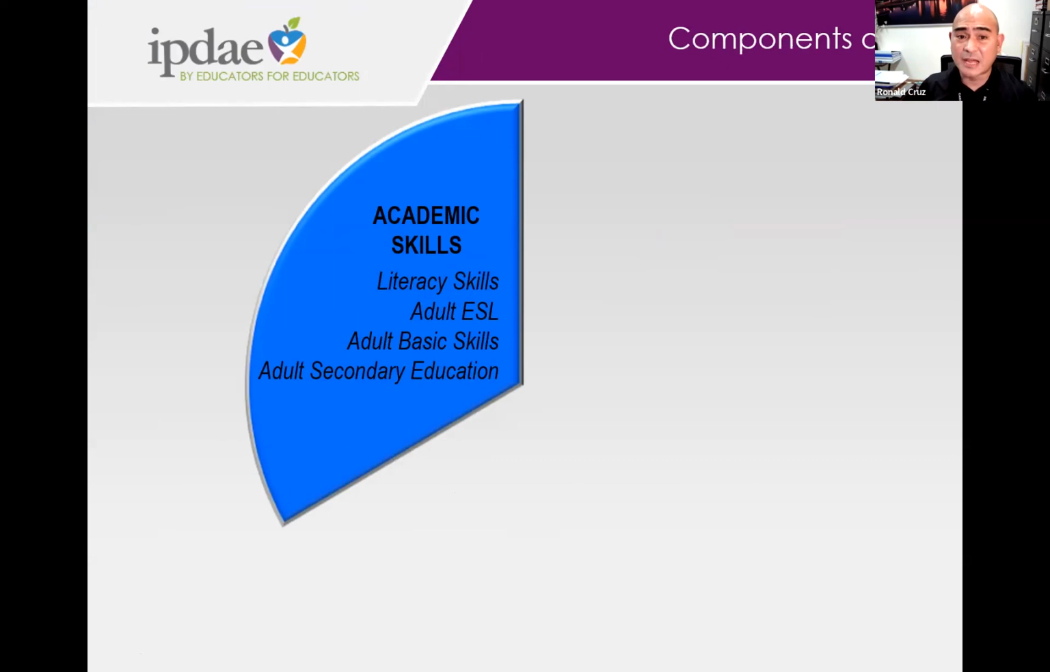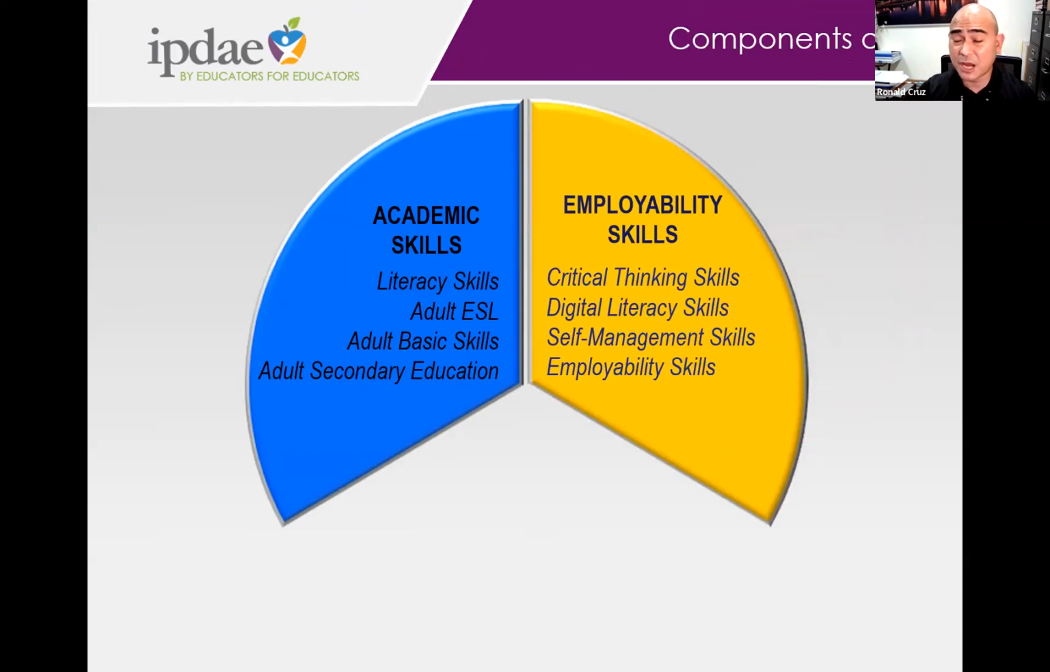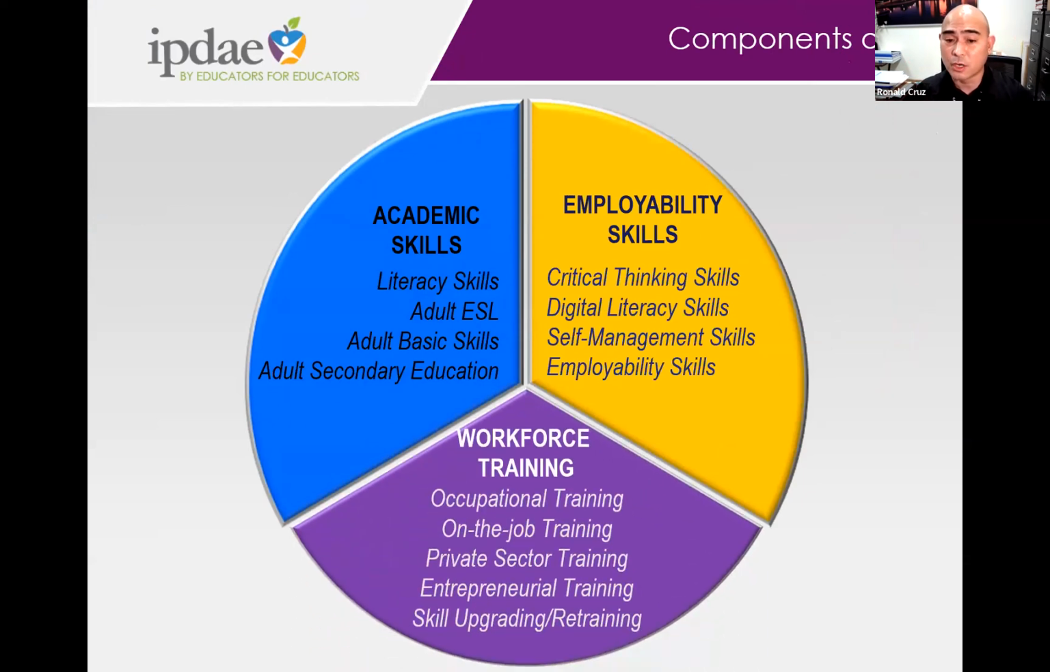So a third of that pie chart is made up of the academic skills that you teach on a daily basis with your students, braiding that with employability skills, and then adding that third component and how it's going to support workforce training. So students in an IET program are expected to be co-enrolled in both an adult education training program and a career technical education program.